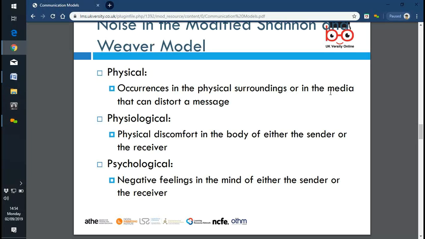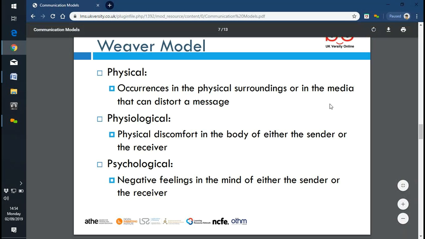So what is noise? Physical noise is occurrences in the physical surroundings or media that can distort the message. As we have had on here today, we've had some audio issues with background noises and so forth.